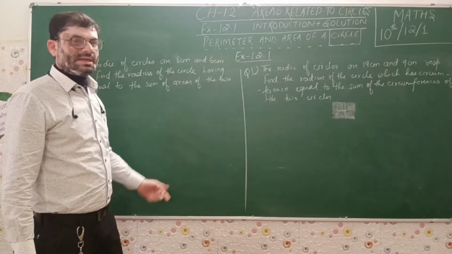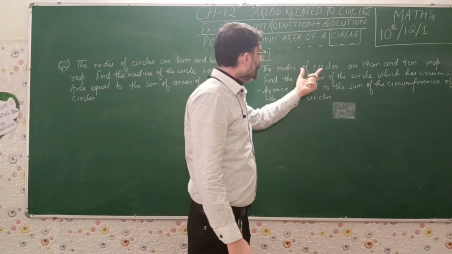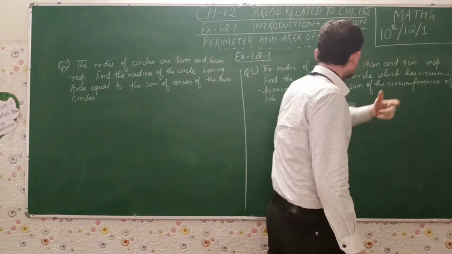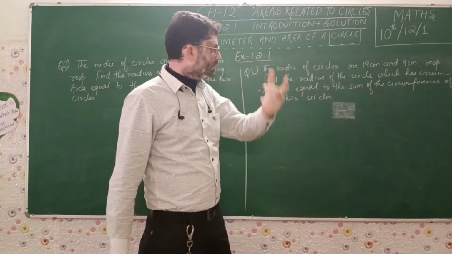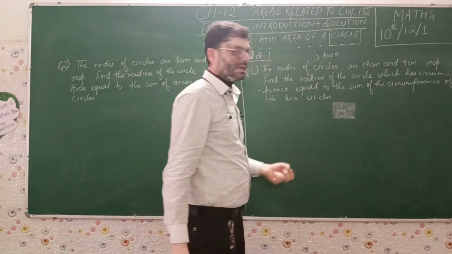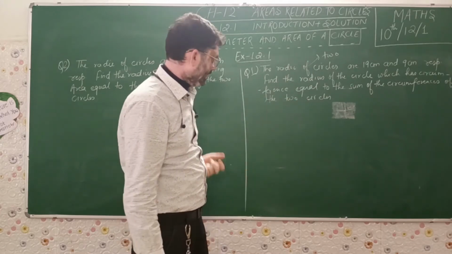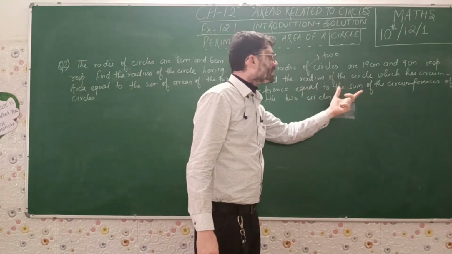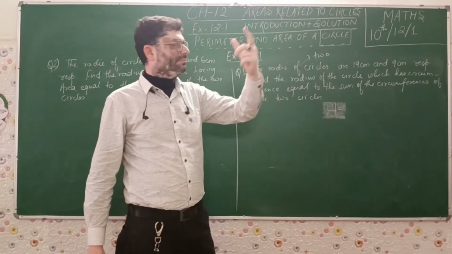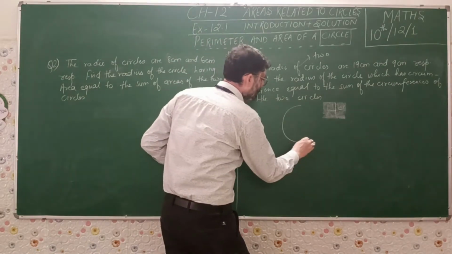Exercise 12.1. Question number 1. The radii of circles are 19 centimeter and 9 centimeter. That means the radii of two circles. You can write down here, the radii of two circles are 19 centimeter and 9 centimeter respectively. Find the radius of the circle which has circumference equal to the sum of the circumferences of the two circles. So we are given with two circles.